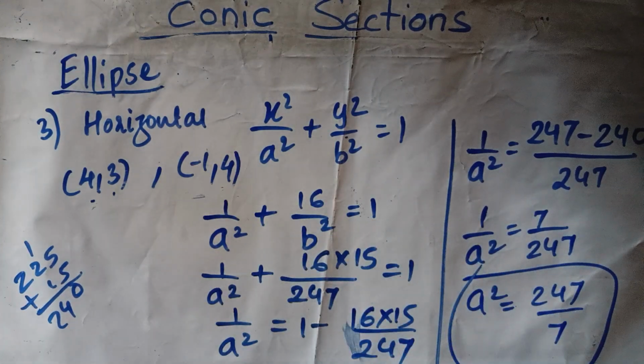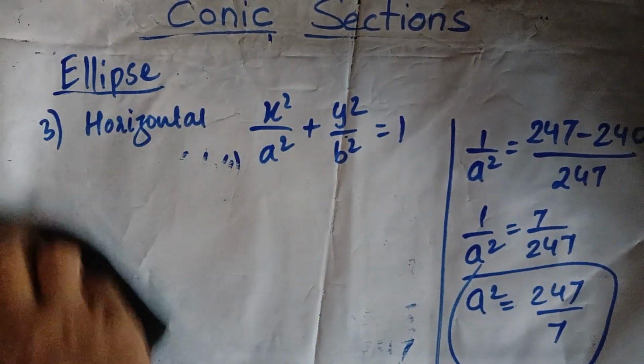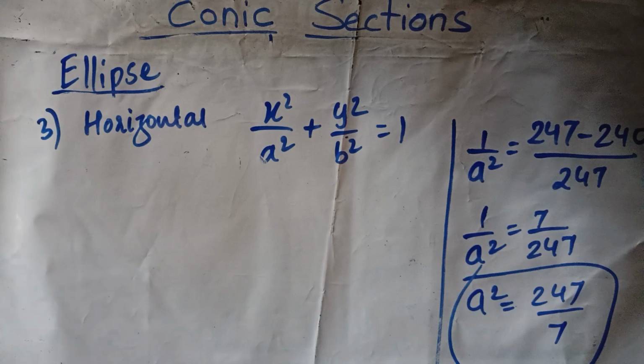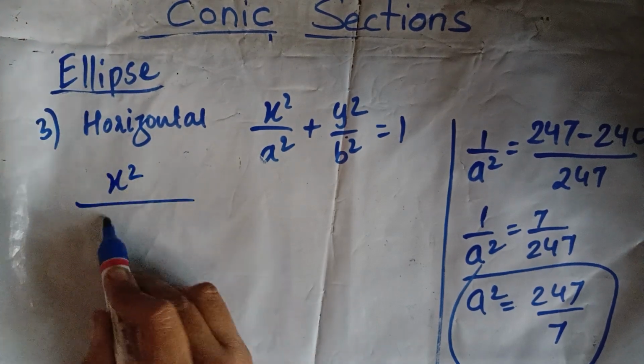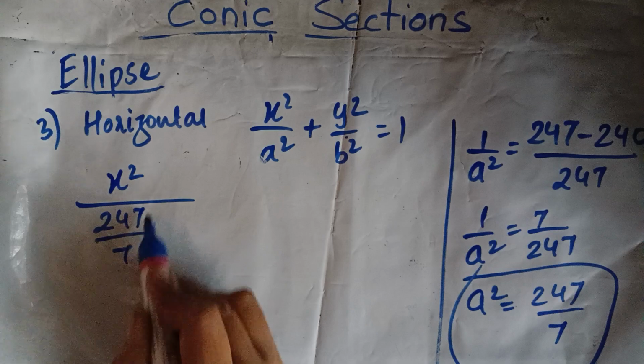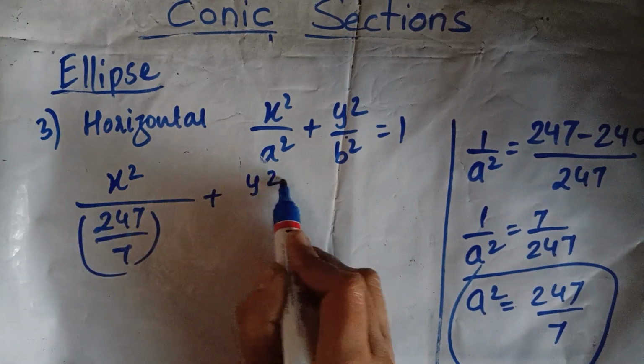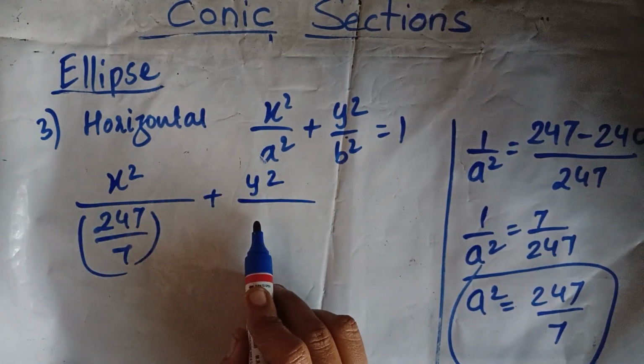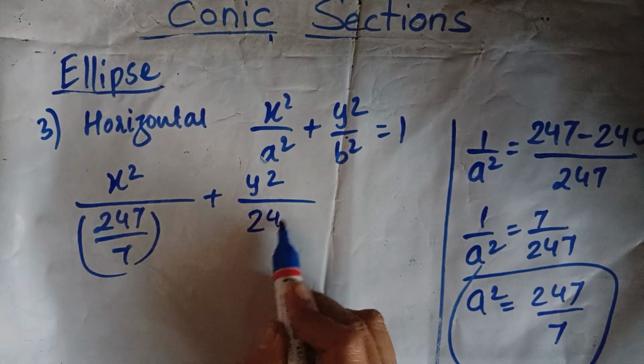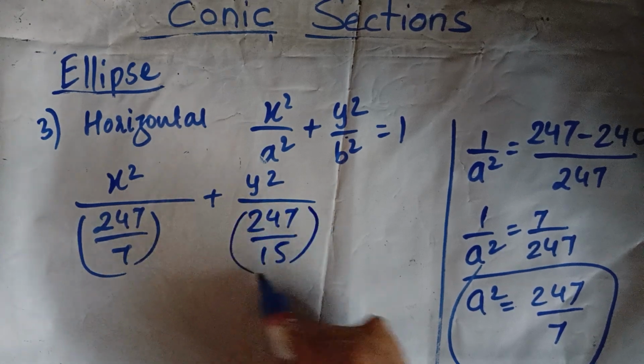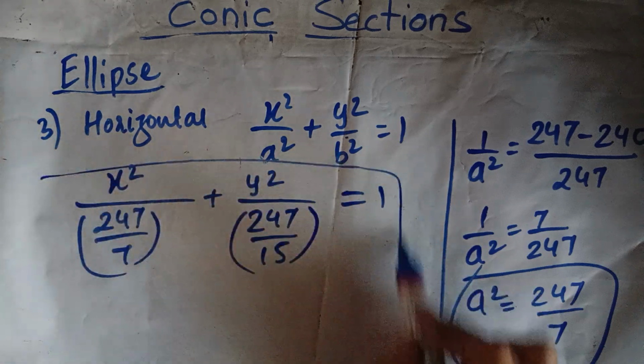So the equation of the ellipse we have to write is x square upon a square, 247 upon 7, plus y square upon b square, 247 upon 15, equal to 1. This is the equation.